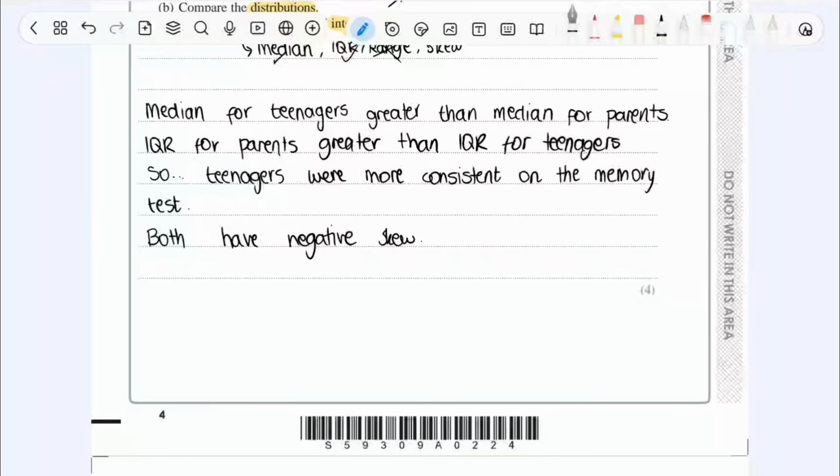So you get 1 mark from the top one, and then a mark from your second comparison, the context mark, which was your interpretation, and then your last distribution mark for the comparisons.